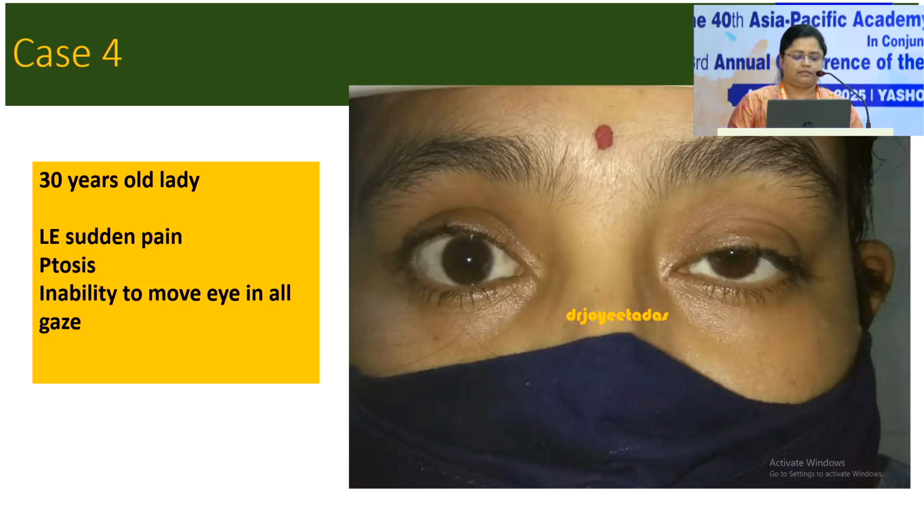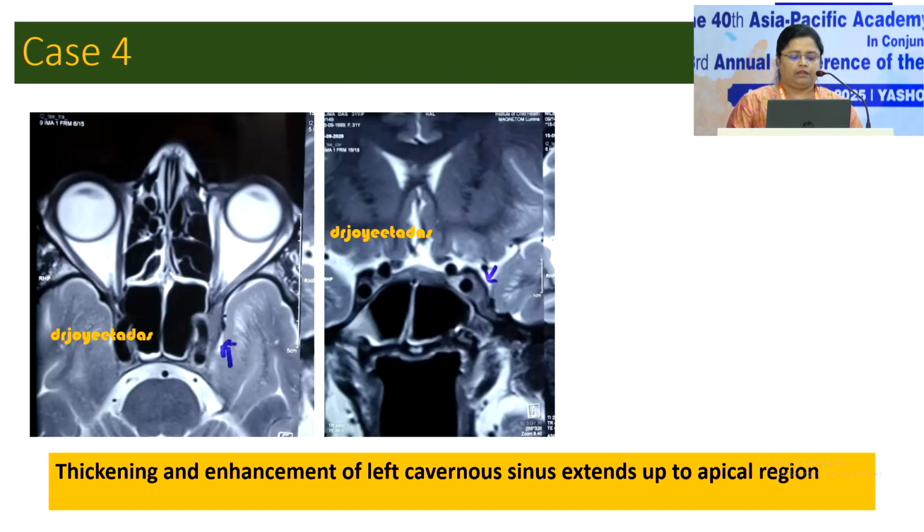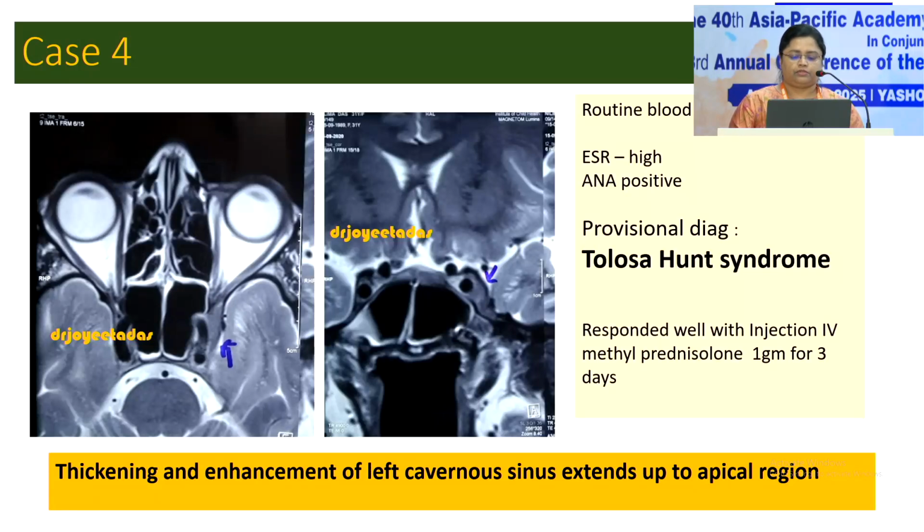The next case is a 30-year-old lady who presented with sudden pain and ptosis of the left eye. She had inability to move the eye in all gazes. In the CT scan, you can see there is thickening and enhancement of the left cavernous sinus, which is extending also to the apical region. So the provisional diagnosis we made was that this could be a case of orbital apex syndrome.